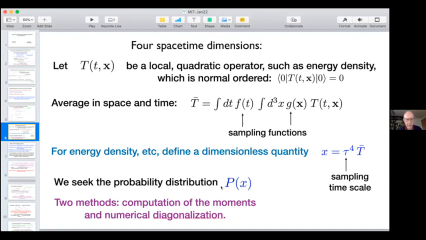So let's say a little bit about what we can say about the probability distribution in this case. Now, there are essentially two approaches that my collaborators and I have used. One is computing moments of the averaged operator. And the other is a numerical diagonalization method, which I'll give a few more details about in a moment. No pun intended.